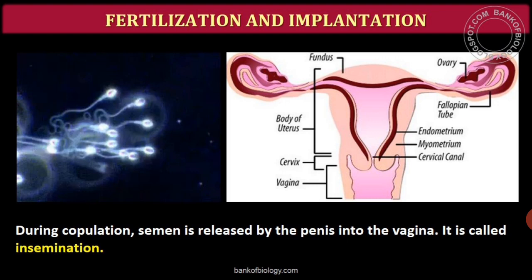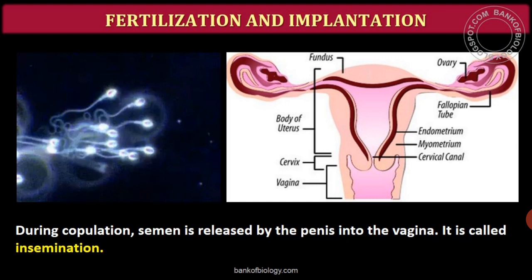So usually during copulation, or you can also call it coitus or having sex, the semen from the male is released by the penis into the vagina, and it is called insemination. So once insemination occurs, what next?